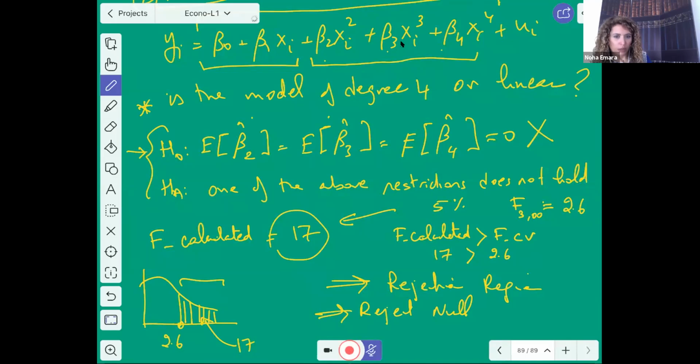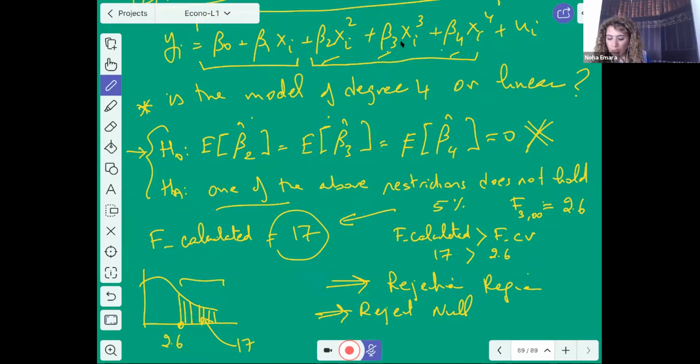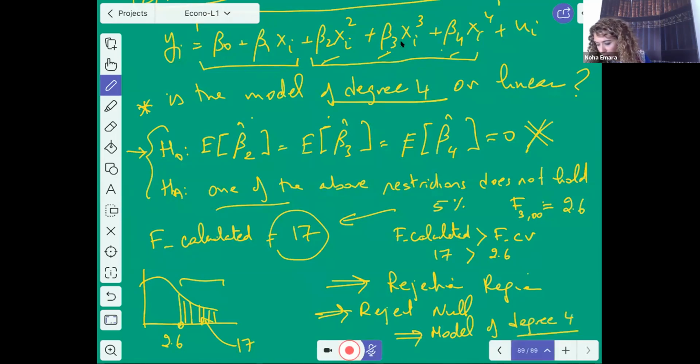Exactly, that's correct. Since you are rejecting the null, you're saying I'm rejecting that these are equal to 0. These coefficients need to be here because at least one of them is not equal to 0. So you have to keep them, and you're basically going to conclude the model is nonlinear, or to be more specific, nonlinear of degree 4. Okay? Is it clear? Yeah.